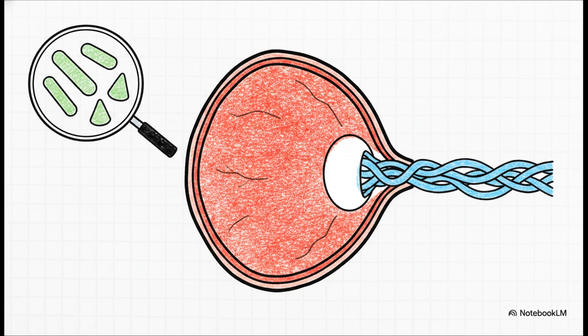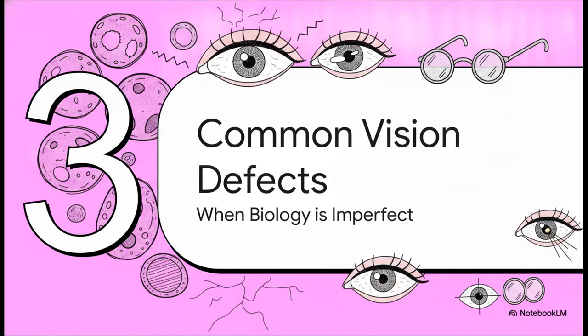Interestingly, because all those nerve fibers have to bunch up and exit the eye at a single point, there's absolutely no room for sensory nerves right there. So you literally have a tiny blind spot in your vision that your brain just paints over. Kind of wild, right?